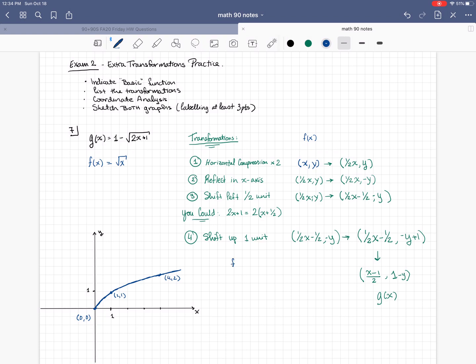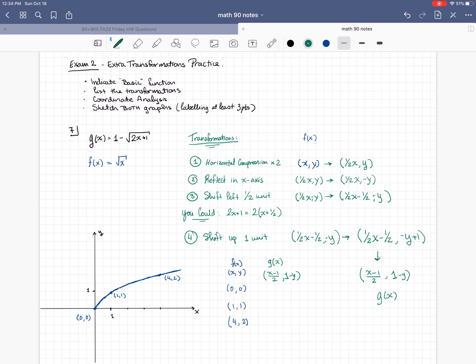Okay, so here we go. We're taking 3 points on the graph of f: 0, 0, 1, 1, and 4, 2. And we are plotting them as points on the transformed function. So again, remember that x becomes x minus 1/2, and y becomes 1 minus y. Okay, here we go. So remember, again, we plug the x values in for x and the y values in for y.